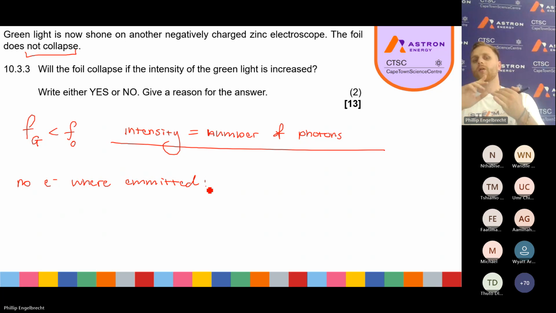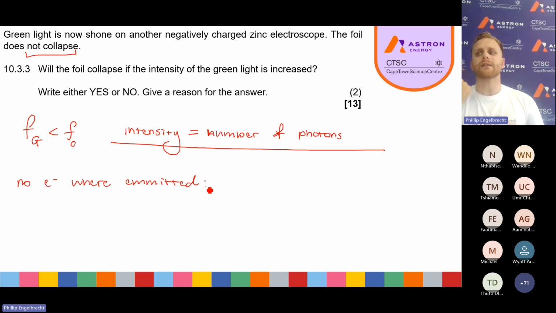Anyways, when you increase the intensity, it does nothing to the photon. It does nothing to the energy of your photon. It does nothing to the frequency. It does nothing to the wavelength. It only increases the number of photons. So I knew that originally this green light had not enough. This green light did not have enough energy to emit the electrons, okay? Because they've told me that foil did not collapse.